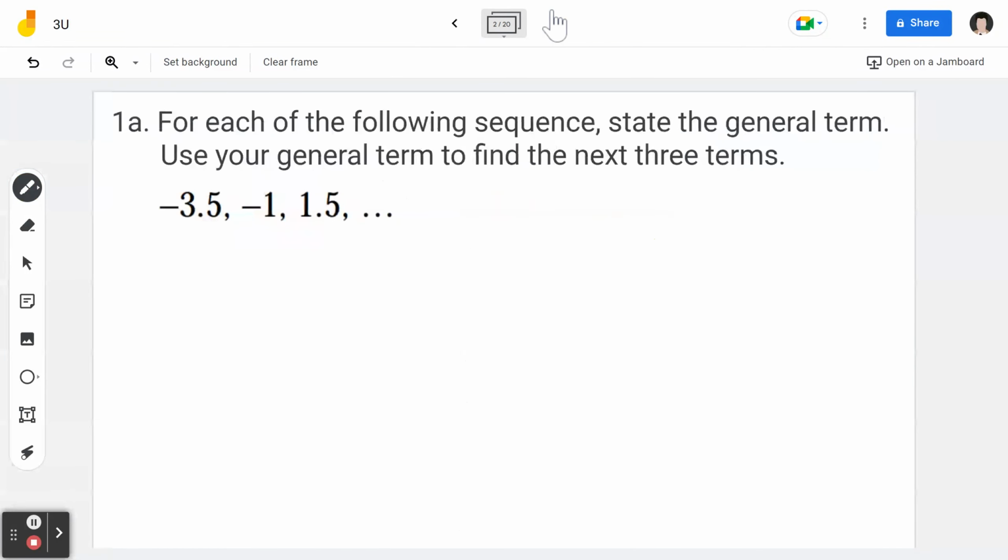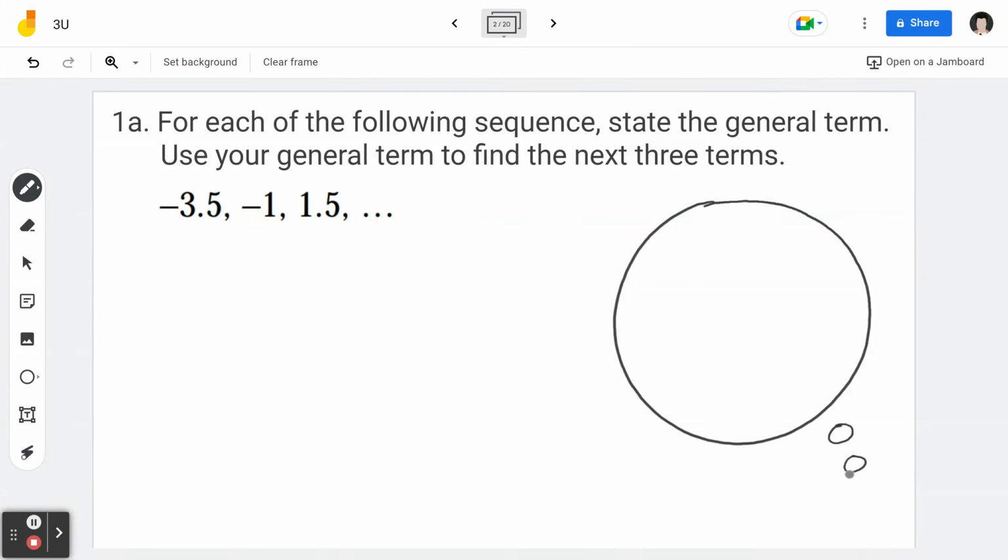Let's begin. Example 1A. For each of the following sequences, state the general term. Use the general term to find the next three terms. So before we look at this example, you want to be mindful. You look at it and you have to figure out, am I adding or am I subtracting to get to the next term? And if that is the case, we call this the arithmetic sequence.